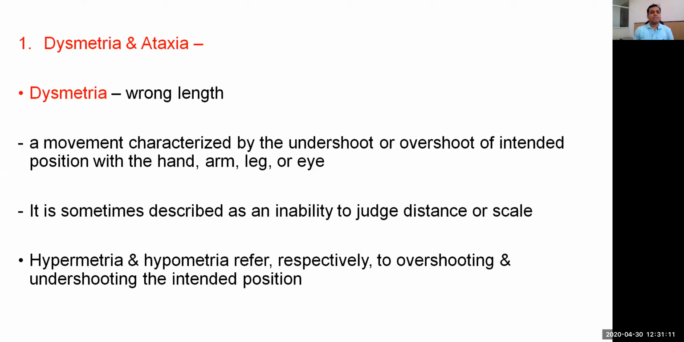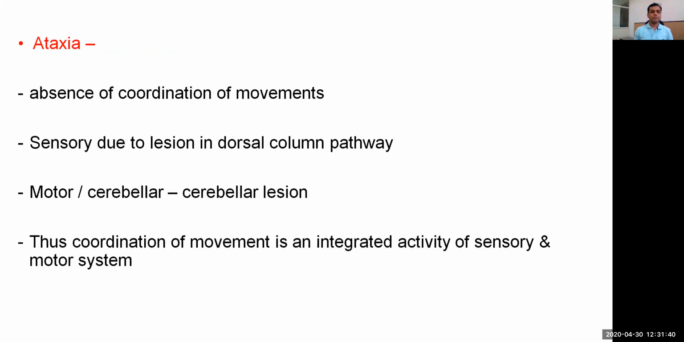Let us see the various conditions: dysmetria and ataxia. What is dysmetria? Dys is wrong, metria is a length or a meter. A movement characterized by undershoot or overshoot of intended position with the hand, arm, leg, or eye. It is sometimes described as an inability to judge the distance or scale. Hypermetria or hypometria refer respectively to overshooting and undershooting the intended position.